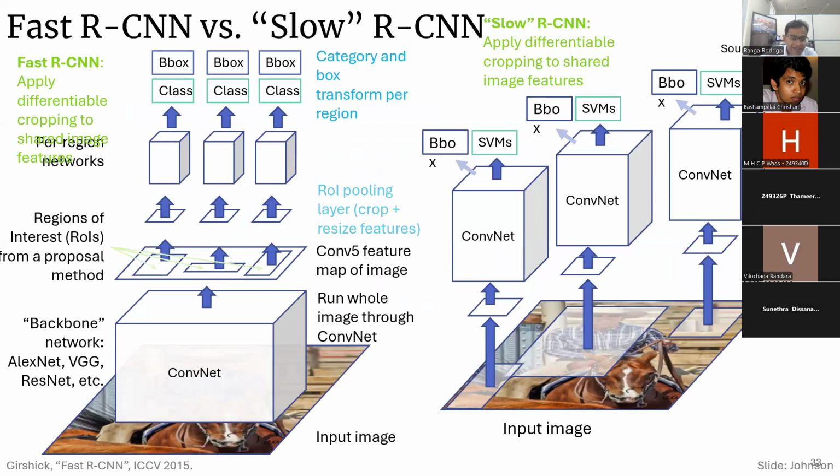Now you can see the difference between slow RCNN and fast RCNN. In fast RCNN, we apply differentiable cropping on the shared image features. This is wrong. I don't know what I have written.